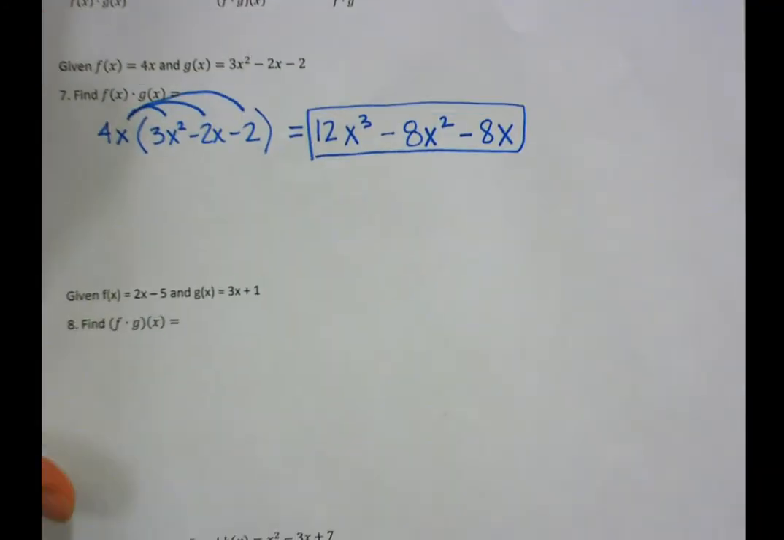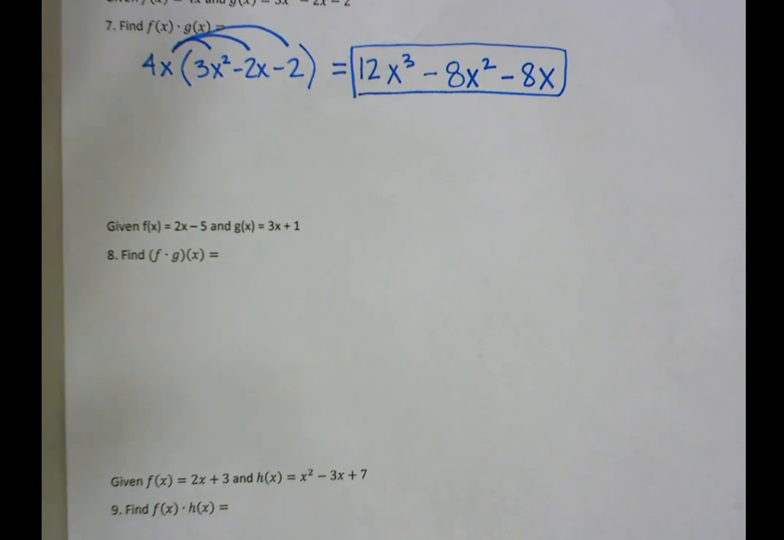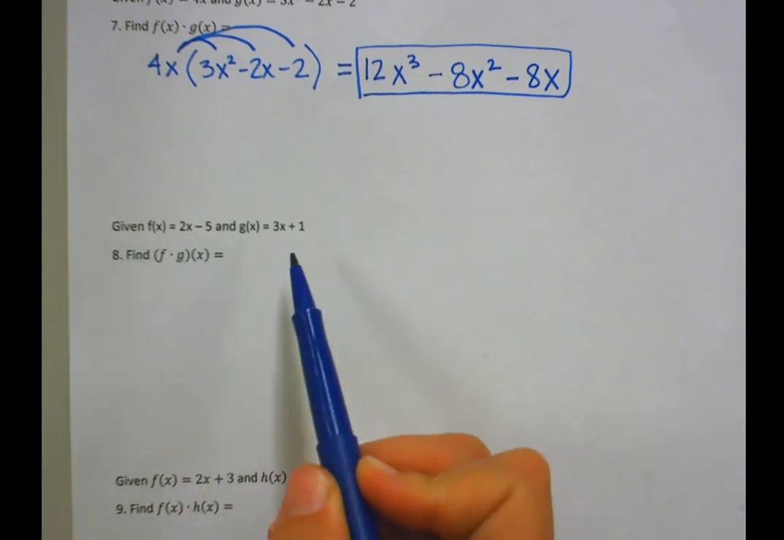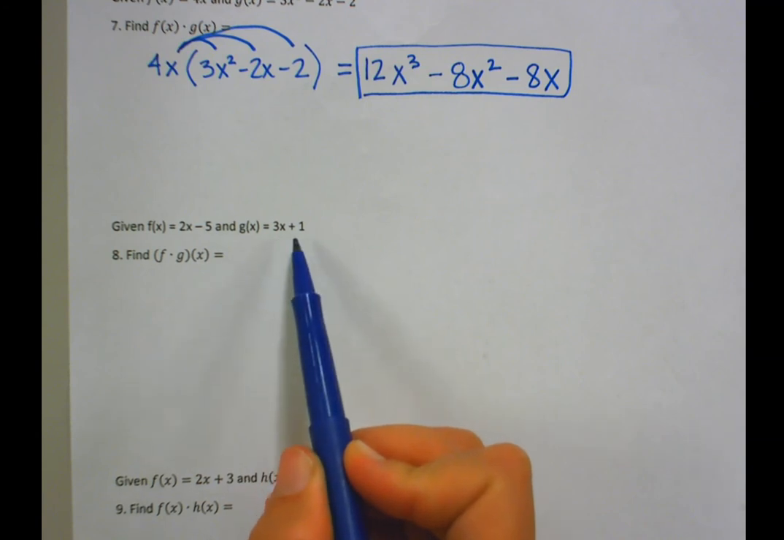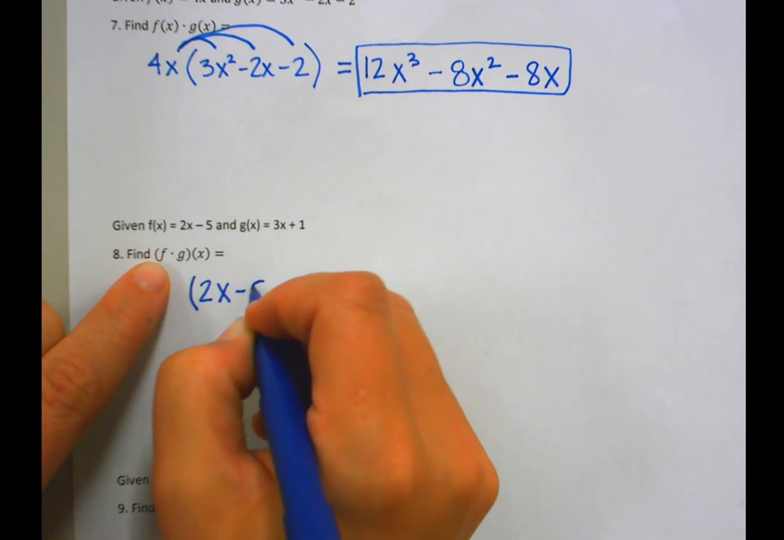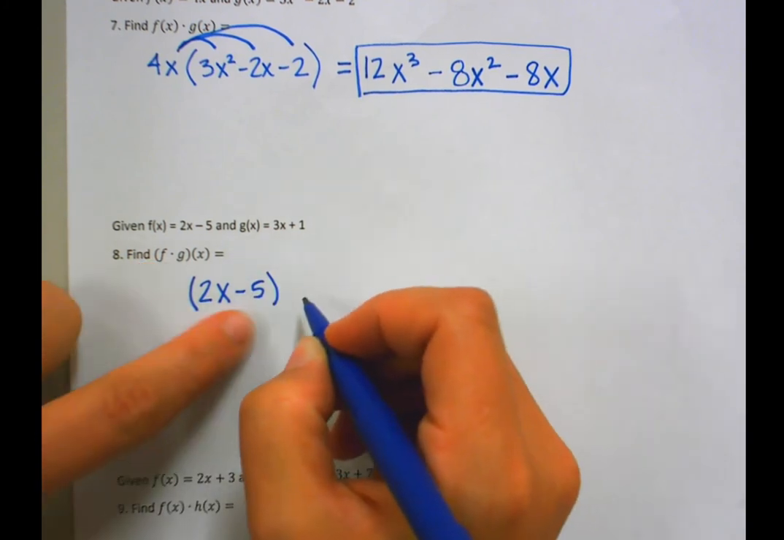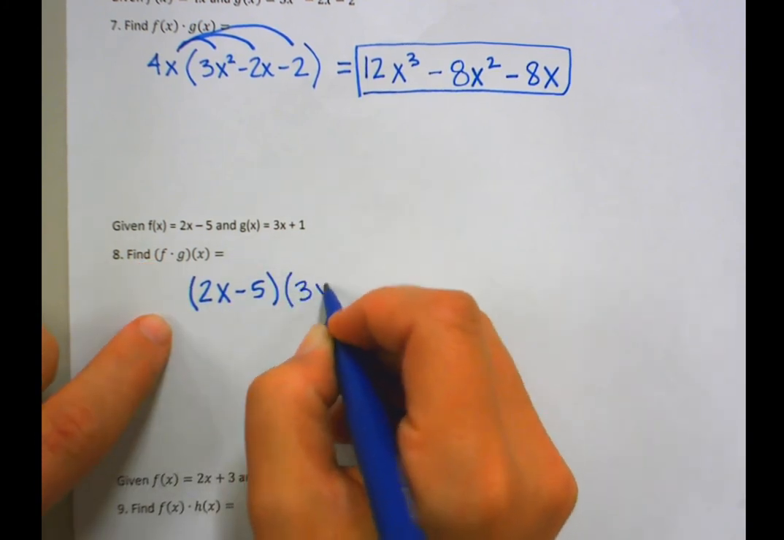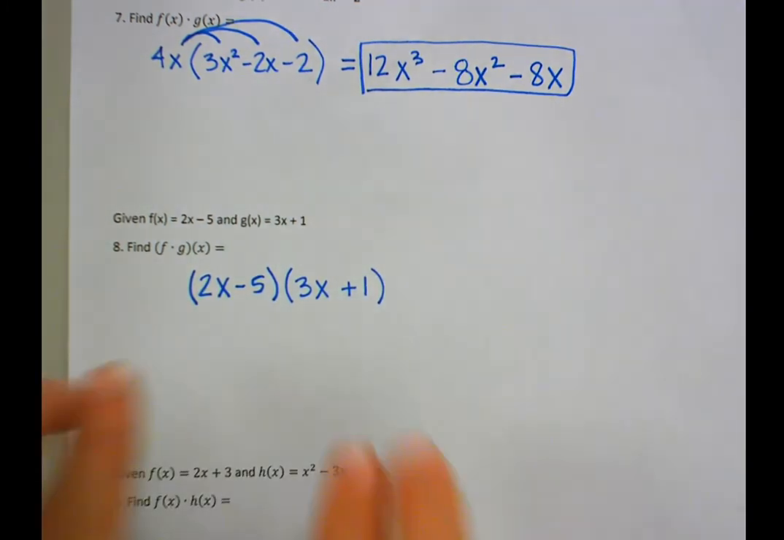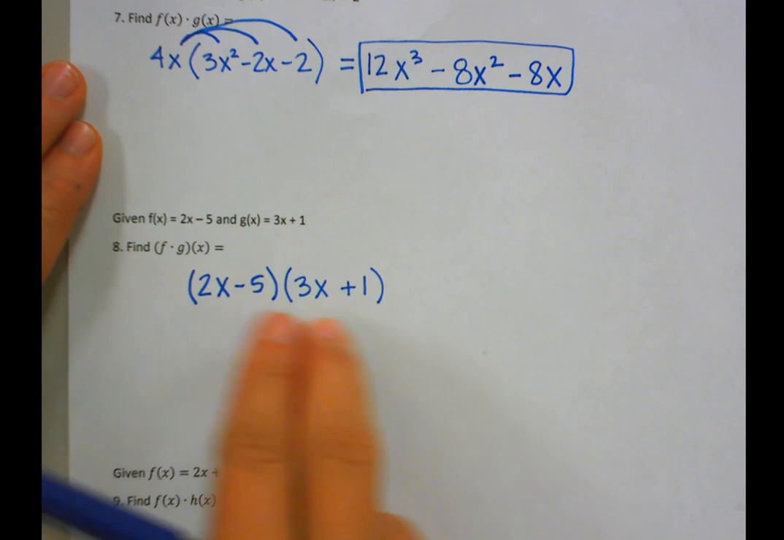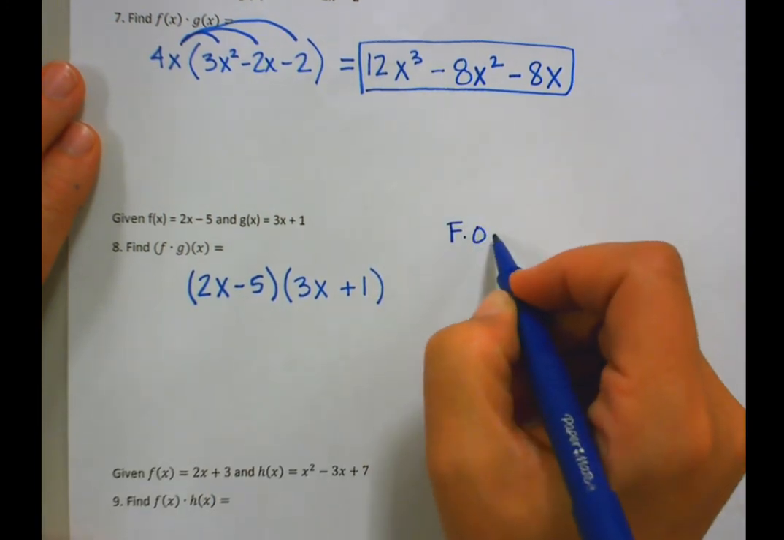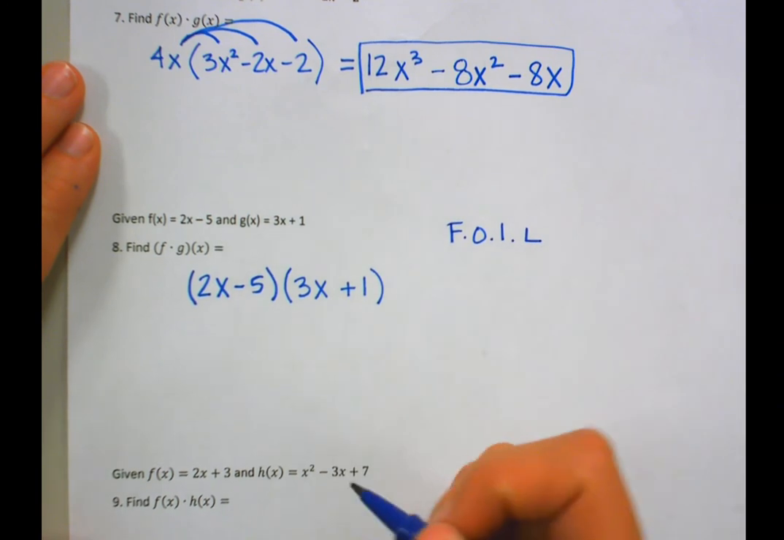So if we look at our next example, it's asking us to multiply our function f of x, which is 2x minus 5, times our function g of x, which is 3x plus 1. So again, we're just going to write them like we would when we multiply polynomials together. I'm multiplying 2x minus 5 times 3x plus 1. If you remember again from Algebra 1, when you have two terms, a binomial times a binomial, you would use FOIL, first, outside, inside, last, to multiply.